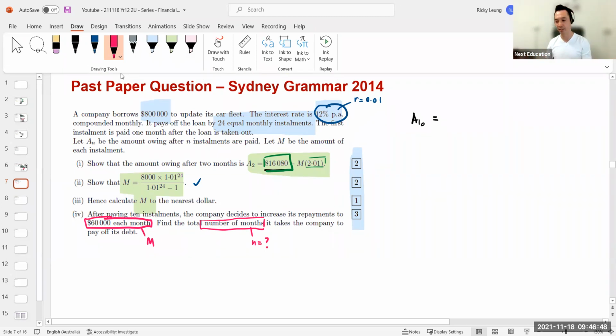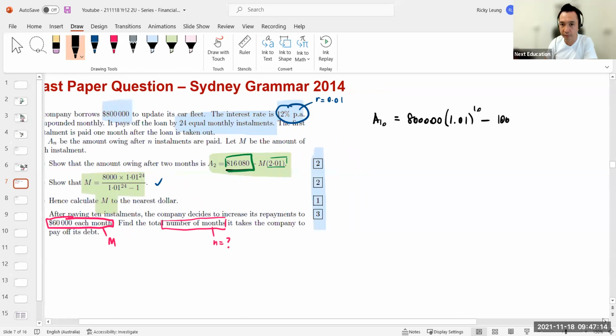That's how I always teach my students. I say to them, if something happens in the middle of the term, you calculate the loan up to that point, and that loan amount effectively becomes a new loan amount. So using our formula from before, let's get that new loan amount, A10. I know it's going to be 800,000 times 1.01 to the power of 10 minus 100 times the monthly amount. I got the monthly amount from before, so I'll use it rounded.